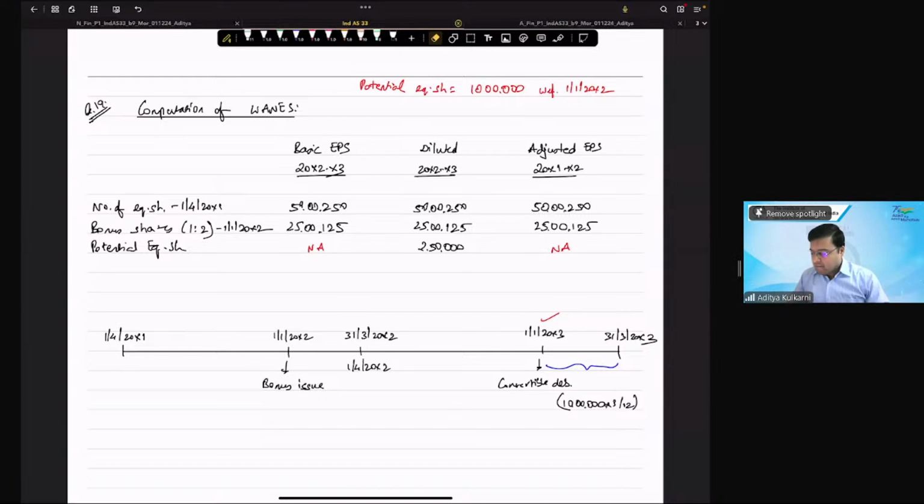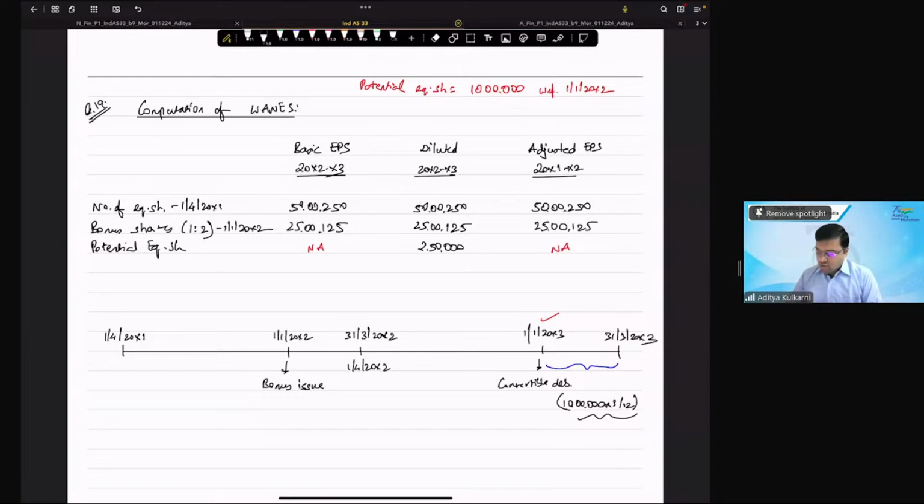Yes, sir. And because they are issued on 1st of January 20x3, can I say they were in issuance only for 3 months? Yes. So 10 lakh into 3 by 12, that gives you 2,50,000 for the purposes of diluted EPS. Yes, sir. So that takes care of this 2,50,000.